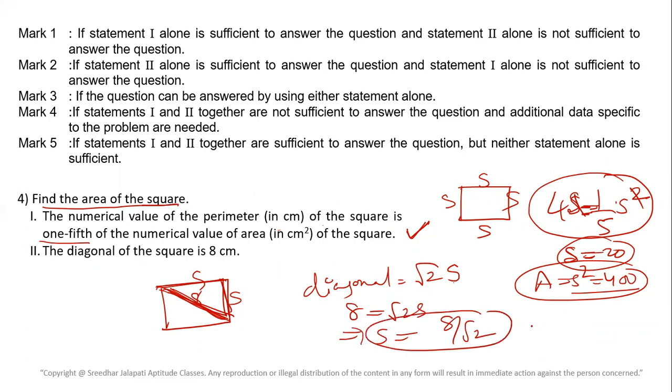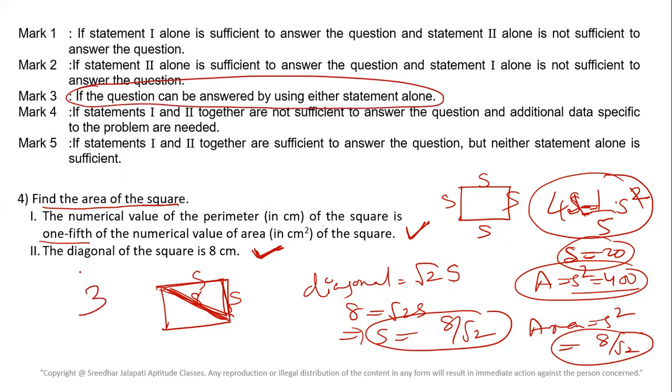So once you know the side, you can find the area as side square. As we know the side, you can find the area value. Whatever it is, we are least bothered about the number, but we are able to find the area from the second statement also. So the answer: 1 alone is giving you the area, 2 alone is also giving you the area. Therefore, either of the statements alone is sufficient to answer. That is option 3. From the first statement, I am able to find the area. From the second statement, I am able to find the area.